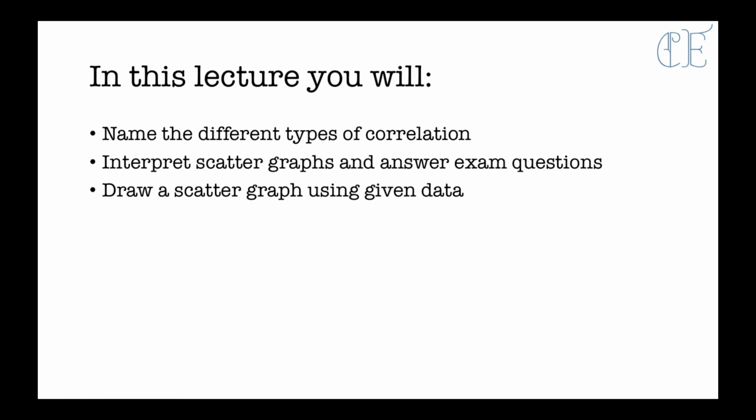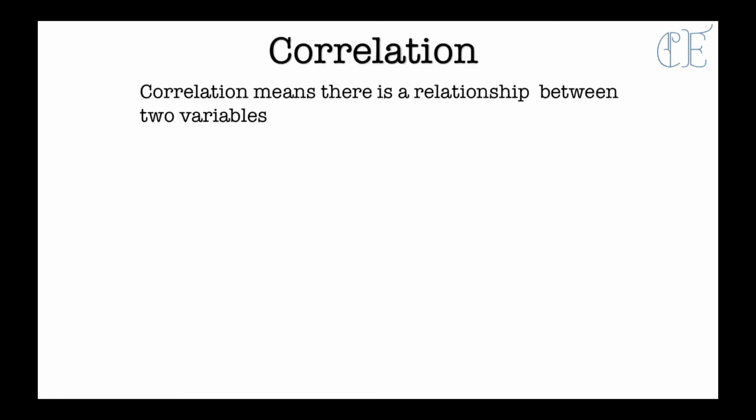In this lecture you will name the different types of correlation, interpret scattergraphs and answer exam questions, and draw a scattergraph using given data. So first of all, let's have a look at correlation. Correlation means that there is a relationship between two variables.